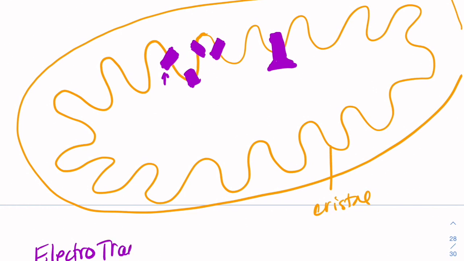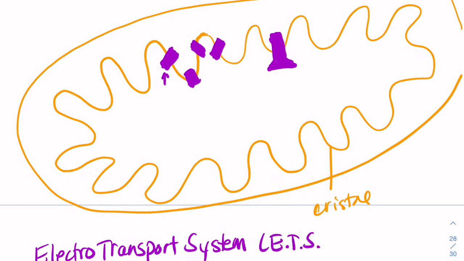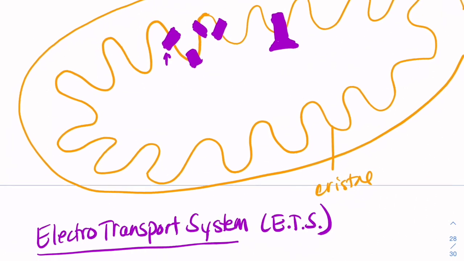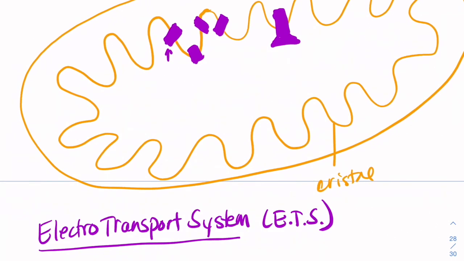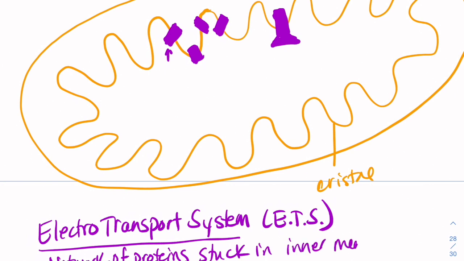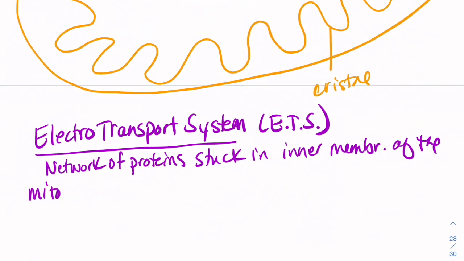electron transport system, or the ETS. The electron transport system is a network of proteins that are stuck in the inner membrane of the mitochondria. So let's write this down. It's a network of proteins stuck in the inner membrane of the mitochondria.